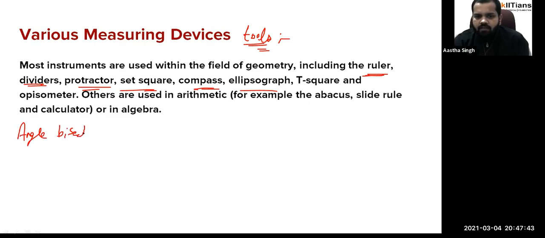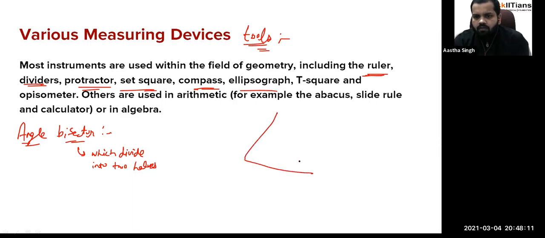So we were discussing the angle bisector. You know a bisector is something which divides anything into two halves. Let's suppose this is an angle, BAC is an angle. Suppose this is an angle of 60 degrees.